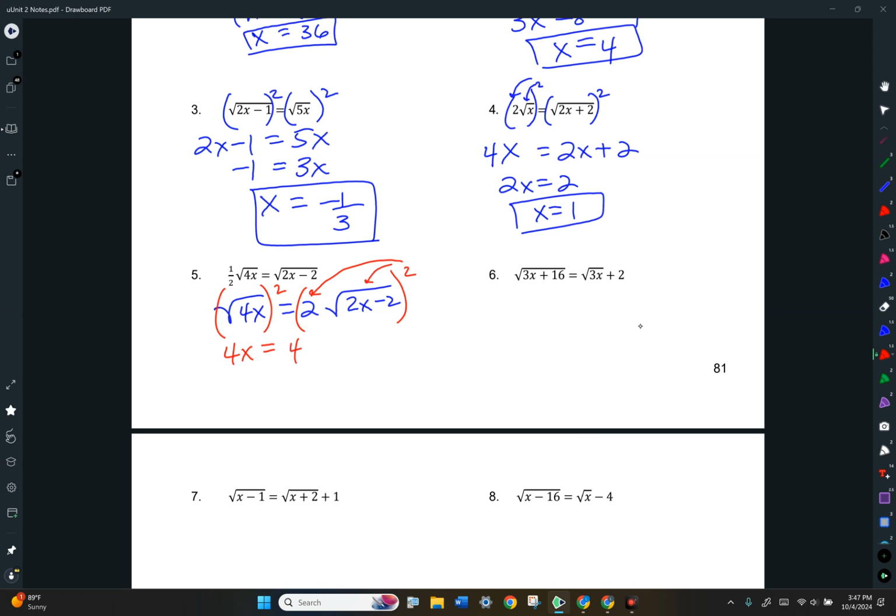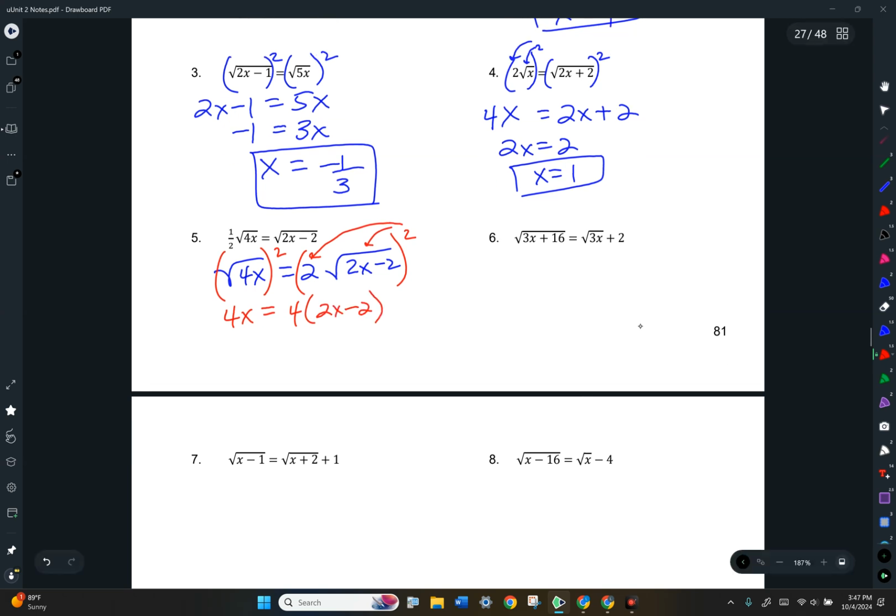So you would have 4, and then when you square the square root, you're just going to have 2x minus 2. So if you finish solving, you're going to have 4x equals 8x minus 8. And if I were to subtract that 8x, I'm going to have negative 4x equals negative 8, or x equals 2.